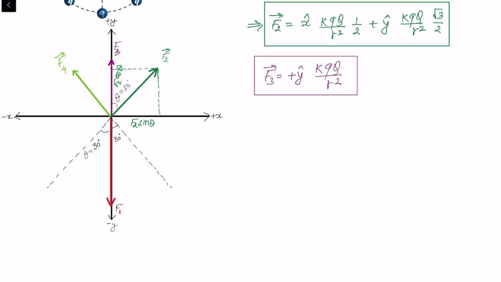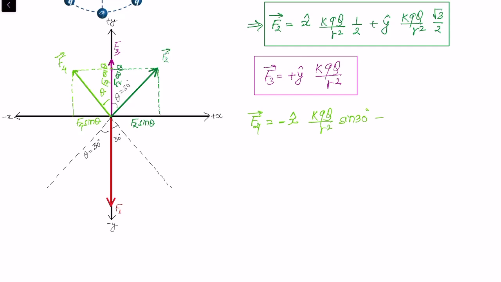Let us figure out what the force F4 is. If this angle is 30 degrees, this angle will also be 30 degrees. Now again we need to figure out the x and y component of this force. If this angle is theta, the x component of the force F4 will be F4 sine theta, and the y component will be F4 cosine theta. Since the x component is in the negative x direction, it will be negative x cap, and the magnitude is again given by Coulomb's law, kq divided by r square, and we need to multiply it with sine 30.